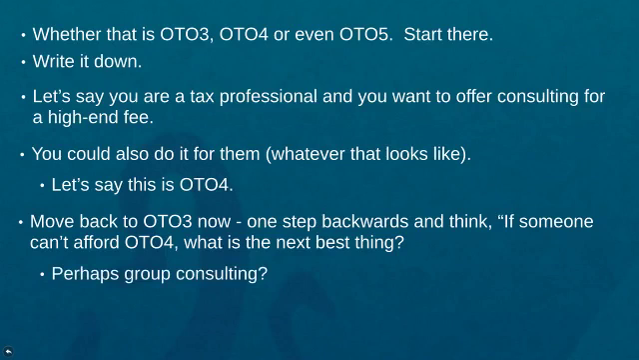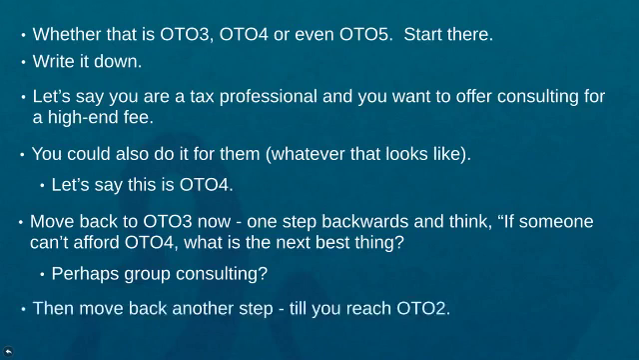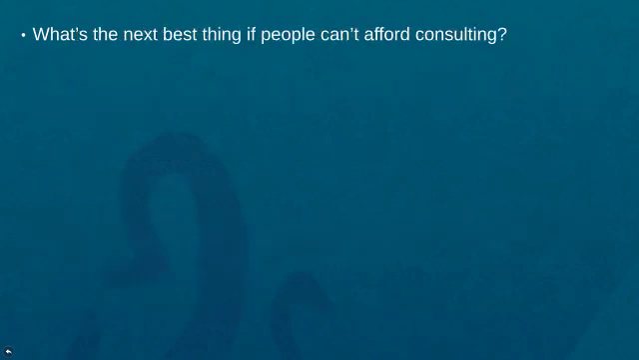Perhaps group consulting. So maybe group consulting could be one-time offer number 3, and one-time offer number 4, maybe that's one-on-one personal consulting. So number 4 is one-on-one, number 3 is group consulting, and then move backwards. What could be one-time offer number 2? Well, let's take a piece of that and move backwards. But you see, by taking a piece and piece and piece and moving backwards, what you're doing is creating a related, congruent one-time offer or funnel.